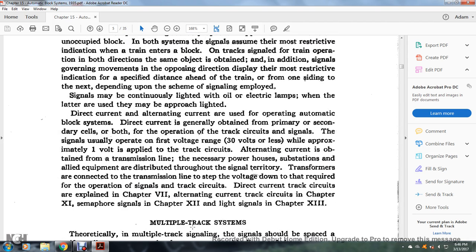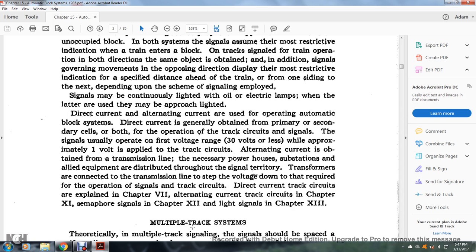Direct current is generally obtained from primary and secondary cells, and operates the track circuit and signal. The signals usually operate at a voltage of 30 volts or less, with approximately 1 volt applied to the track circuit. The alternating current is obtained from the transmission line.